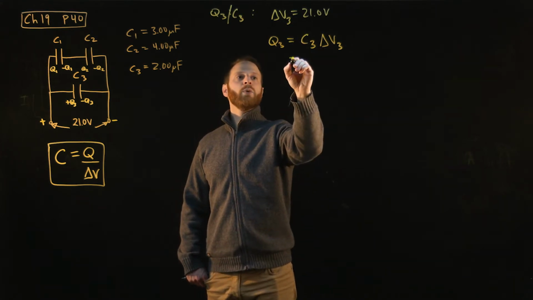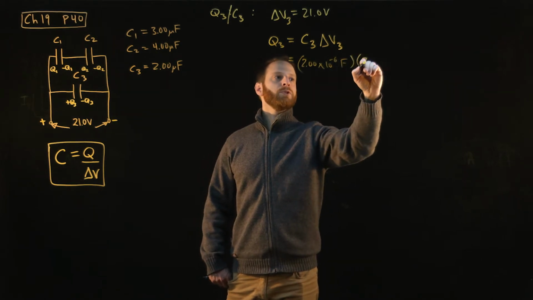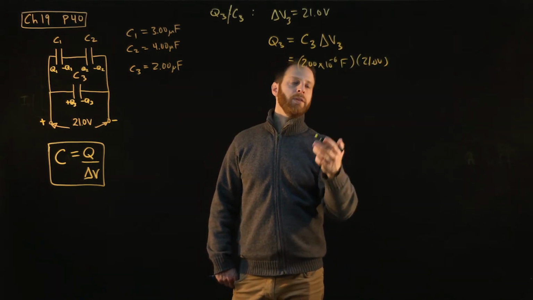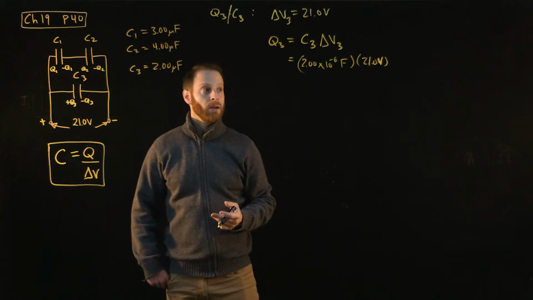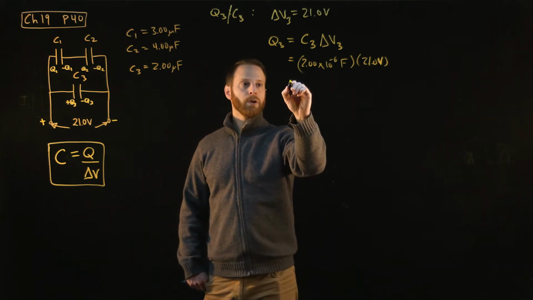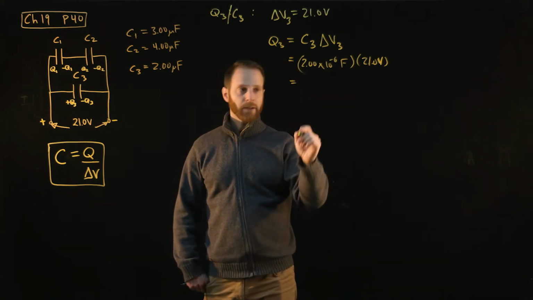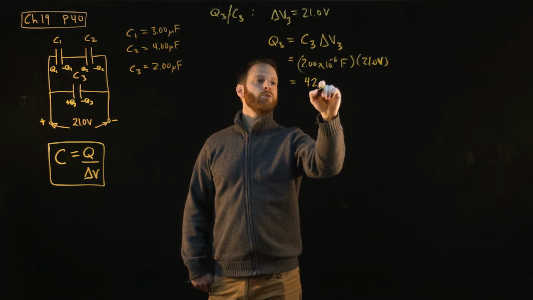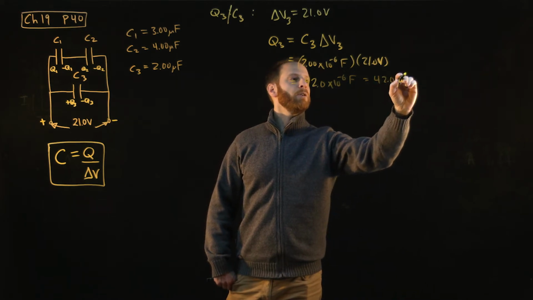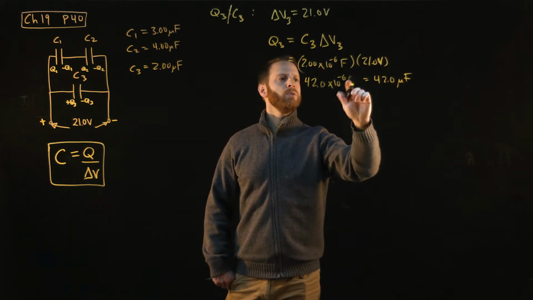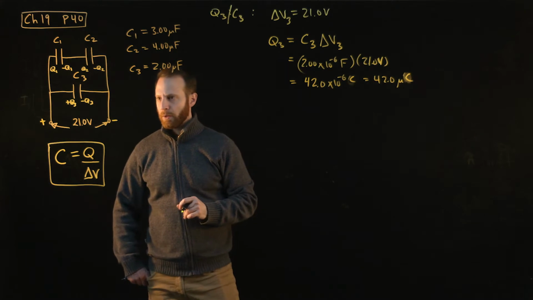So what we have here, C3 is 2.0 times 10 to the minus 6 farads times a voltage of 21.0 volts. These are the SI units for capacitance and voltage. A farad times a volt had better have the units equivalent to coulombs, and so when you work this out, you'll find that this will give you 42.0 times 10 to the minus 6 coulombs, or 42.0 microcoulombs. Sorry, that's not a farad, that's of course a coulomb. So that's answer A and B for capacitor 3.